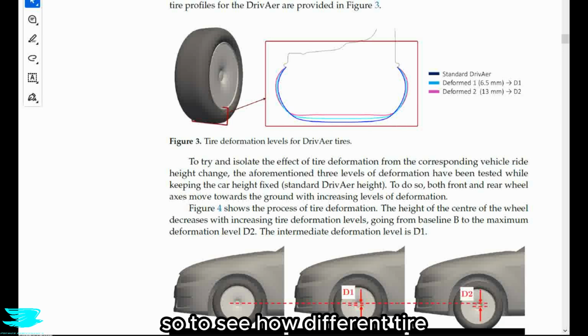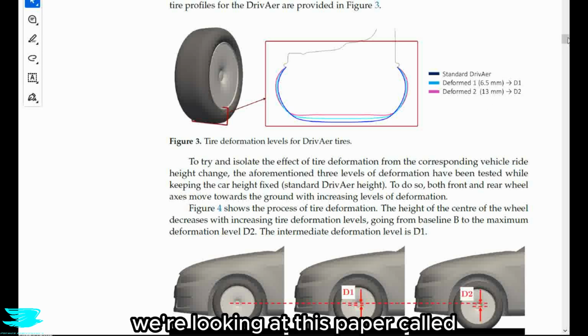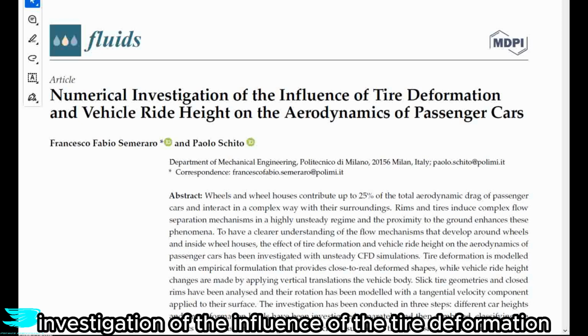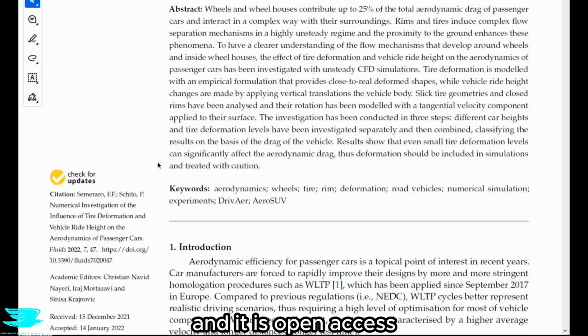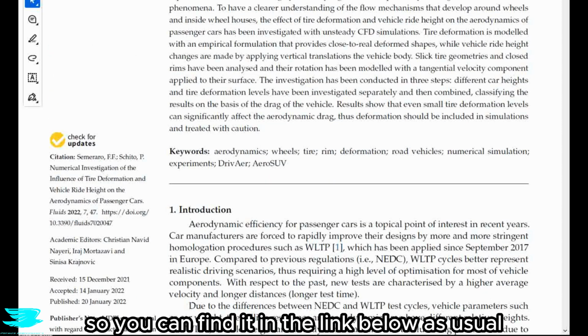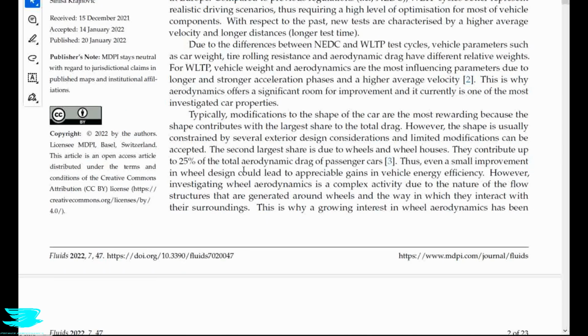So to see how different tire deformations affect a car's aerodynamics, we're looking at this paper called, if we scroll up here, Numerical Investigation of the Influence of the Tire Deformation and Vehicle Ride Height on the Aerodynamics of Passenger Cars. And it is open access, so you can find it in the link below as usual, and the DOI of it is just down here at the end of the page.